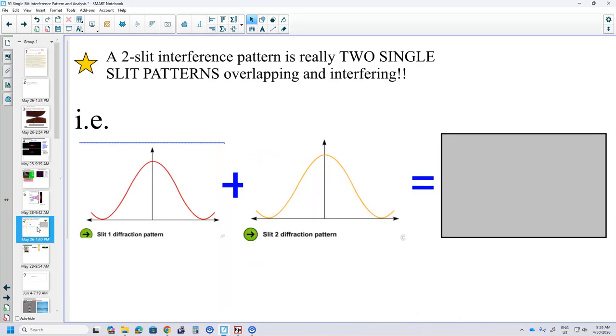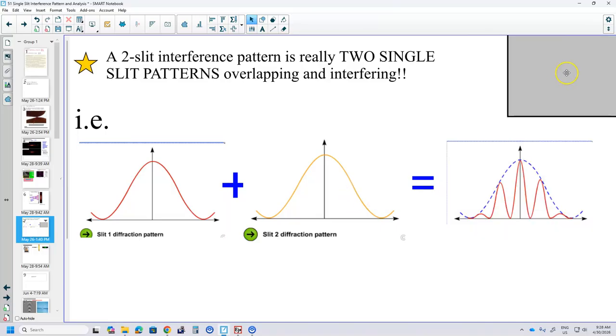But yeah, there's your single slit interference pattern, this wide section without all those constructive interference fringes in there, right? So a two slit interference pattern is really two single slit patterns that are overlapping and interfering, right? So you've got slit one and slit two overlapping, giving you this. It's just kind of important to realize. It's super easy to miss that in textbooks and online when you're going through stuff, because the focus is always on the two slits for some reason.